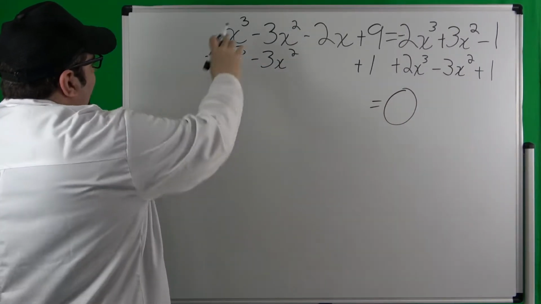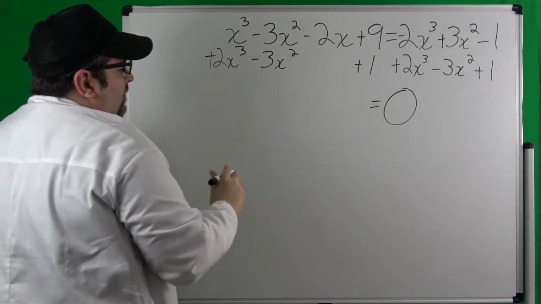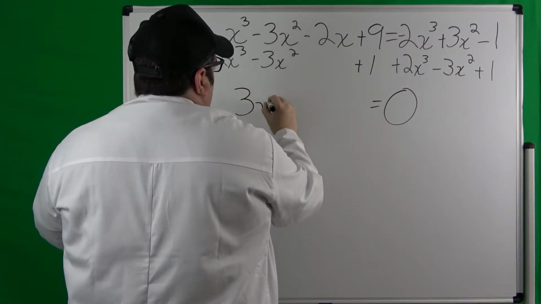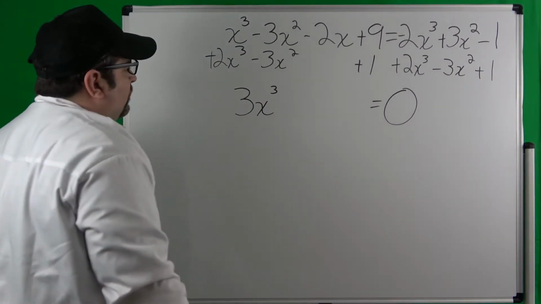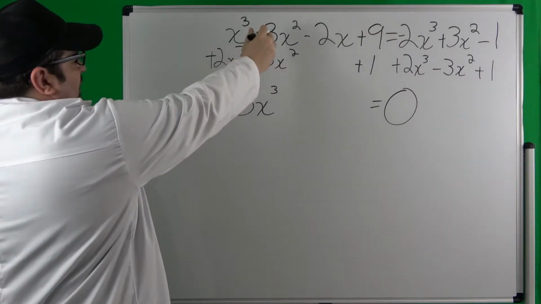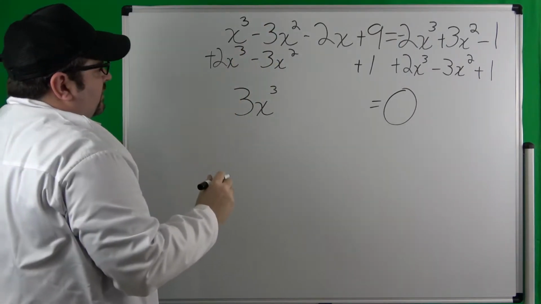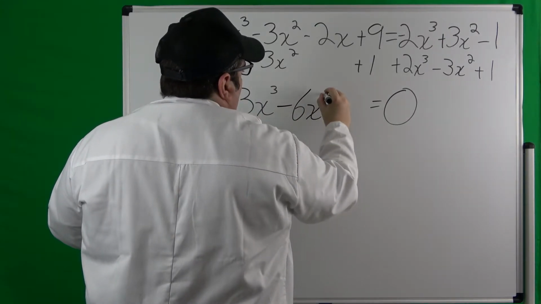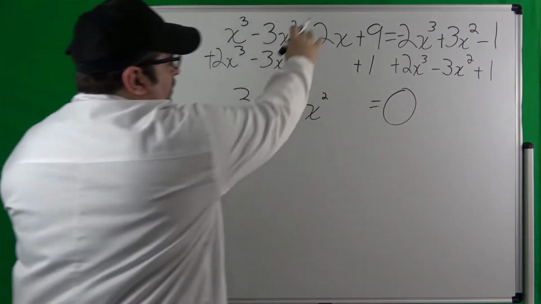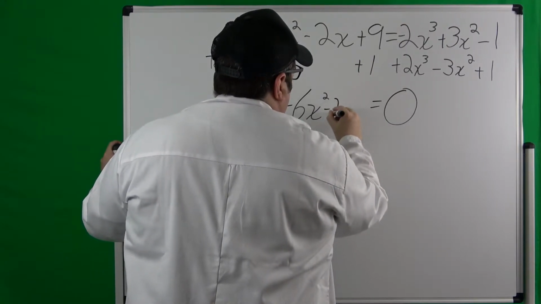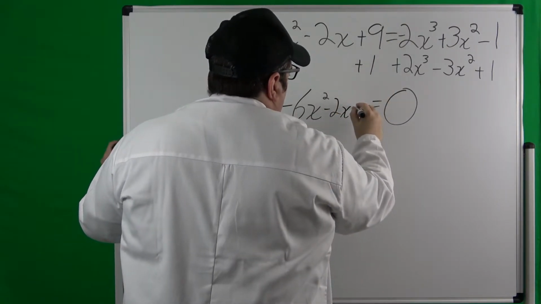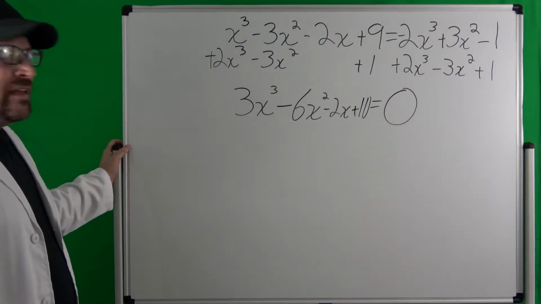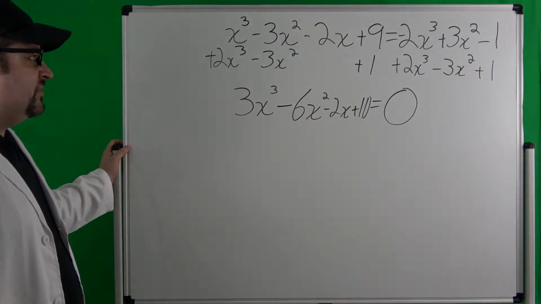And over here, x cubed plus 2x cubed gives us 3x cubed. Negative 3x squared minus 3x squared gives us negative 6x squared, minus 2x. And 9 plus 1 is 10. And there you go. That's your answer.